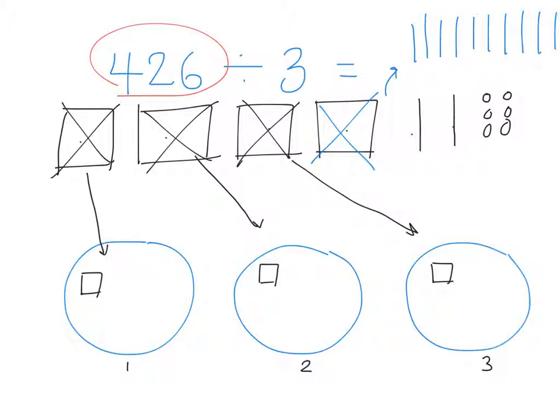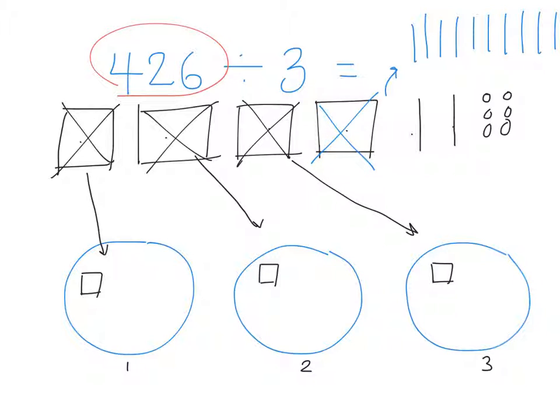So how many 10s rods do I have now? Stuart? 12. I have 12 10s rods. Could I share those 12 10 rods equally amongst these 3 people? How many could each person get? How many could there be in each circle?